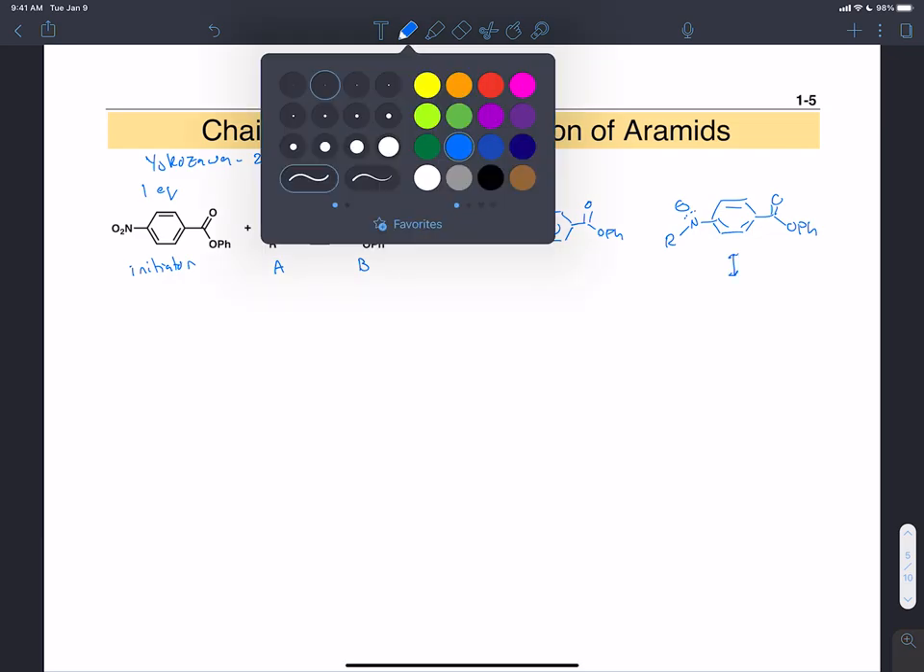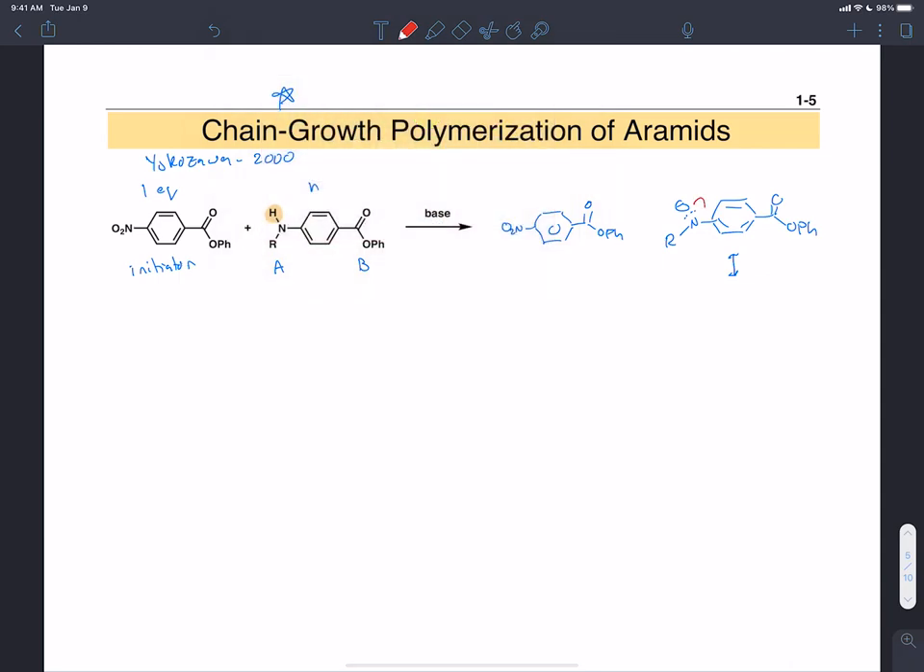So if we take this lone pair, we can actually push the electrons all the way through the aromatic ring and into this ester as well. So we have an important resonance structure where this nitrogen is actually changing the reactivity of the ester across the ring. And what it does is essentially make this ester no longer reactive for nucleophilic attack. So while we now made our nitrogen much more nucleophilic, we actually killed the reactivity of what needs to be our leaving group in polymerization. So we could say this is a poor electrophile.